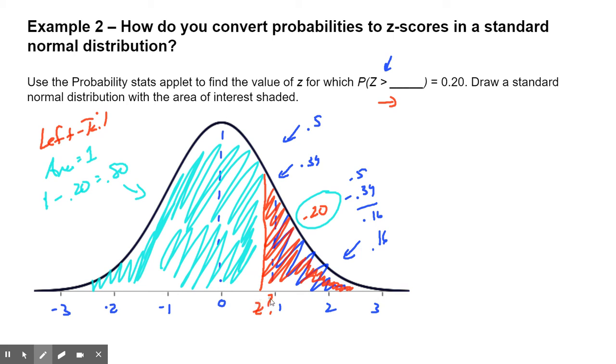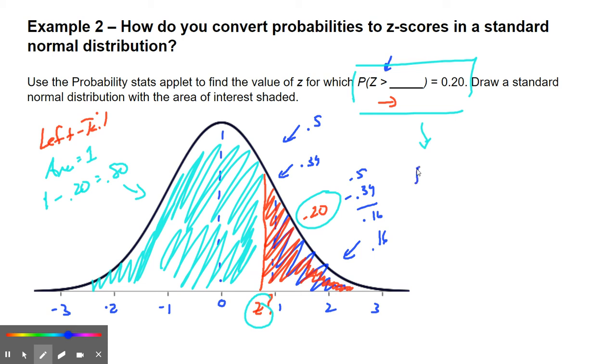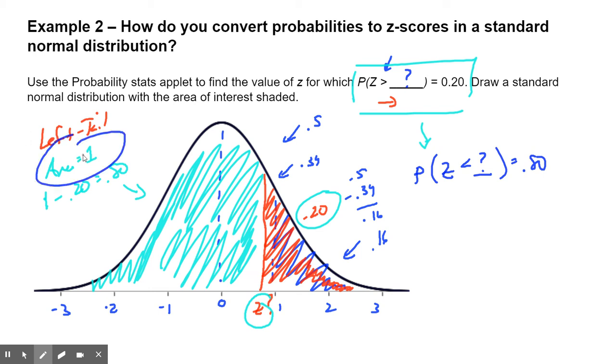And it just so happens that the same z that shows an area greater of 0.20 also shows an area less of 0.80. And that's what we can do. We can transform this problem into find the probability that z is less than some value, and it's going to equal 0.80. And this value here is the same as this value here. So I hope that makes sense to you in terms of 0.80 to the left, 0.20 to the right. And again, it's this idea that the area equals 1, but we need the left tail.